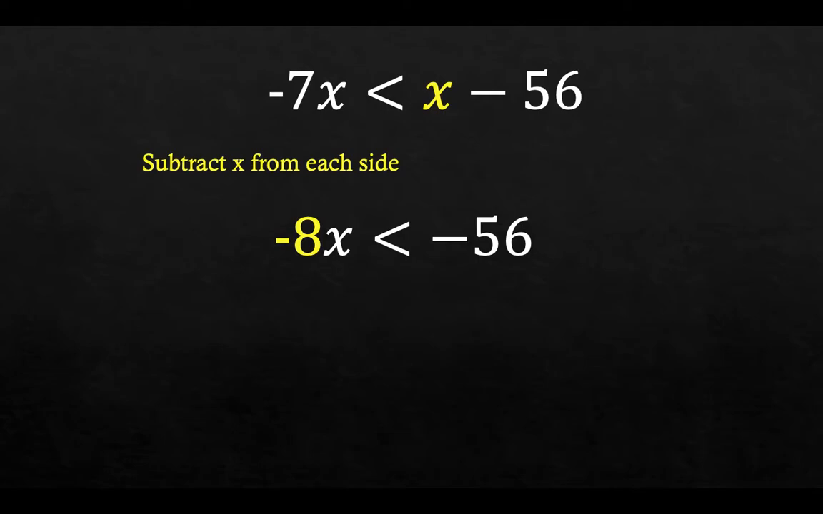The first step that I suggest is to subtract x from each side so that we can gather all of the x's on the left side of the equation. Since this is a positive x, I subtract x from both sides. So that means that I end up with negative 8x on the left, and the x value that was on the right is no longer there. So now I have negative 8x is less than 56.